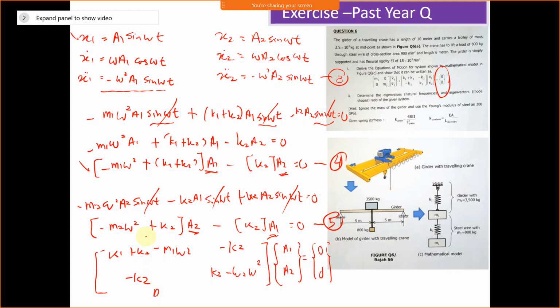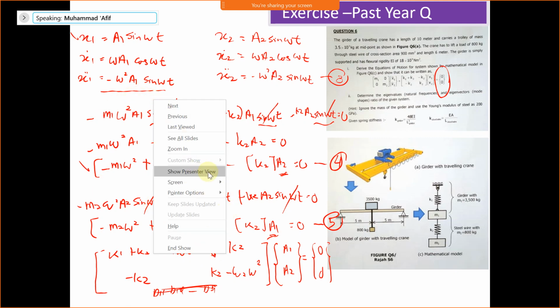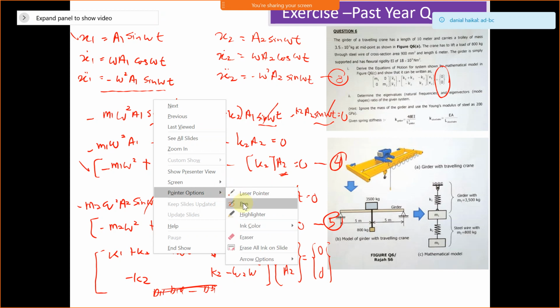Determinant maksudnya D matrix D11 D14 minus D21, sorry. Apa dia punya term ni, tak faham macam ni lah. Okay, yang ni cross yang ni darab, tolak dengan yang ni tolak darab yang ni, faham tak? Salah ni. Aduh, kejap.